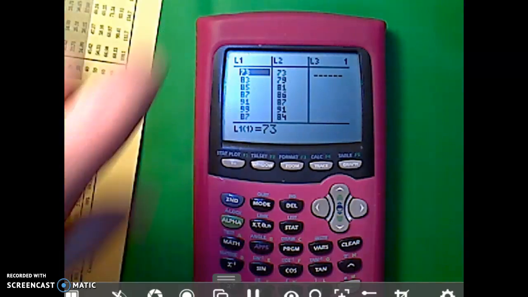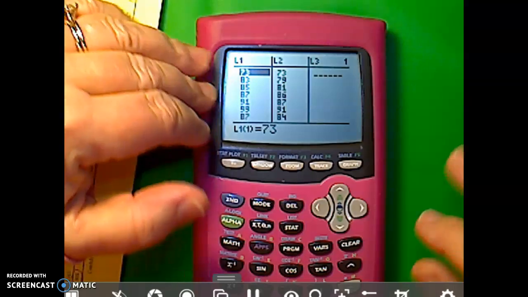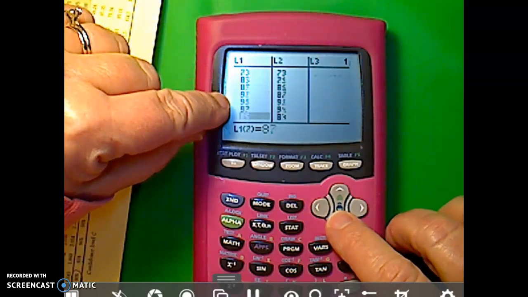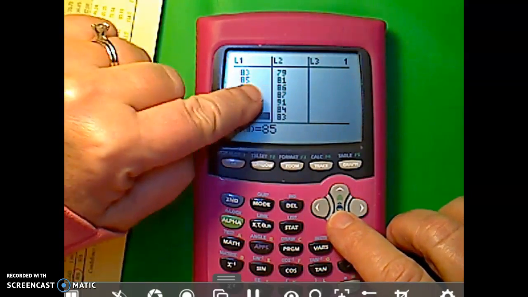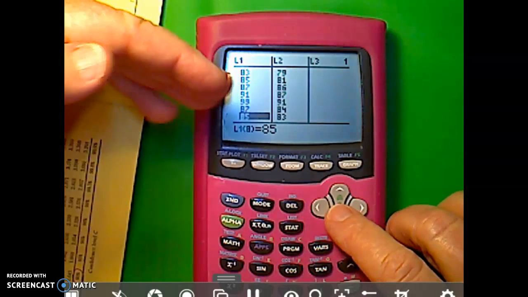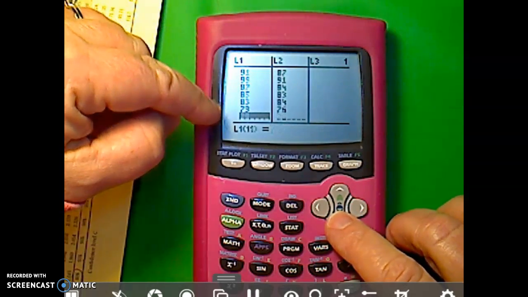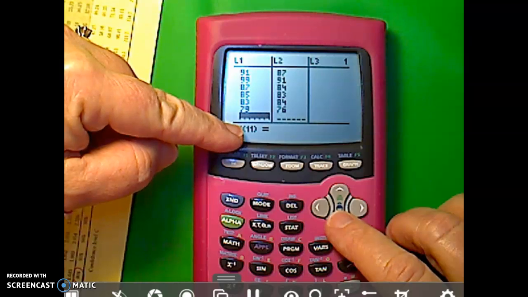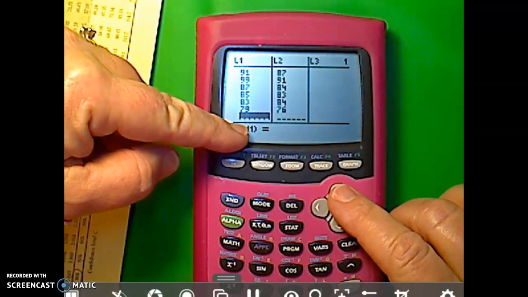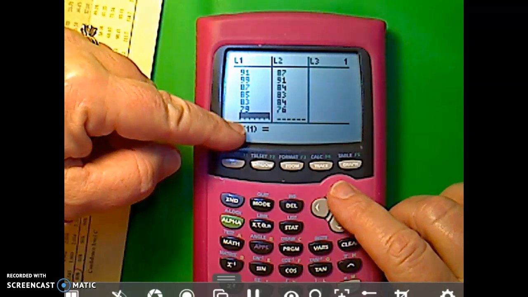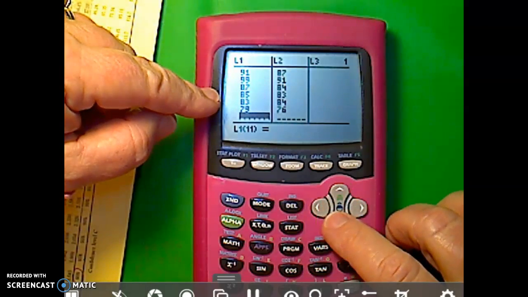So here I've put the before and after data in the calculator. Now, since this is paired data, it is important that each row matches up, so you have the same guy here before and after in each row, and then you have to have the same number of data elements in each list for this to work.